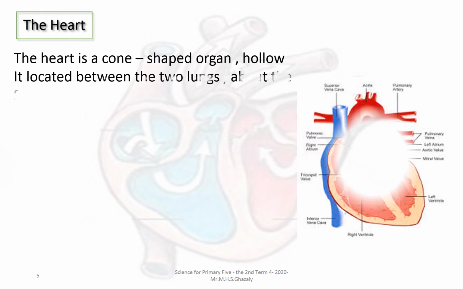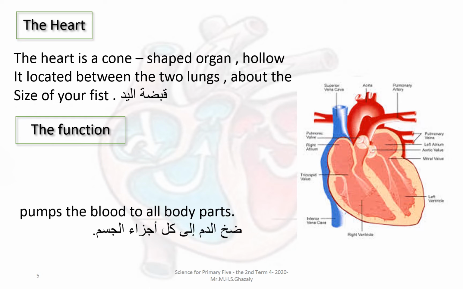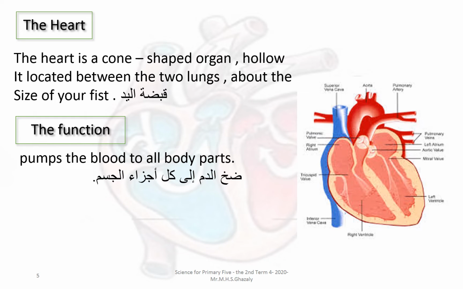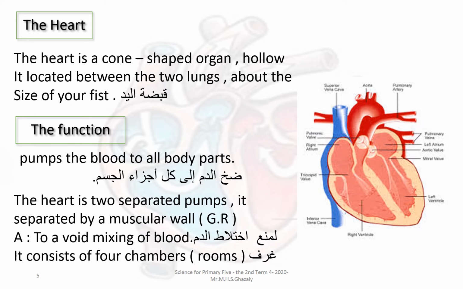The heart is a cone-shaped, hollow organ. It is located between the two lungs, about the size of your fist. Function: pumps the blood to all body parts. The heart is two separated pumps, separated by a muscular wall to avoid mixing blood. It consists of 4 chambers, rooms.